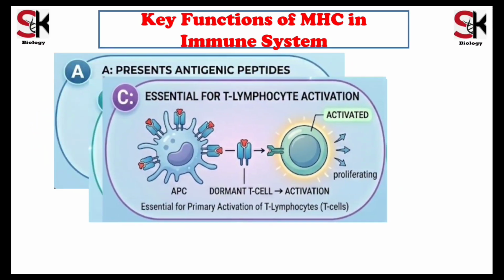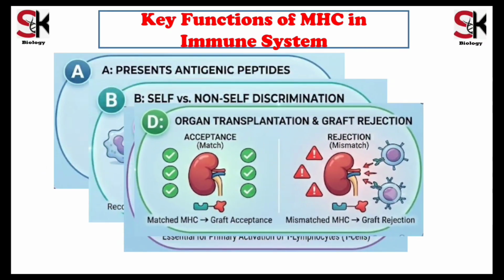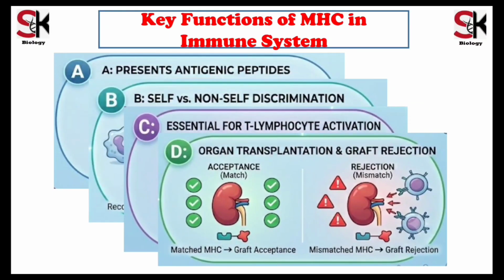The third function is initiation of the immune response, which activates T cells and starts adaptive immunity. The fourth function is transplant rejection. Differences in MHC molecules are a major reason for organ transplant rejection. So, whenever you hear transplant rejection, immediately think of MHC mismatch.